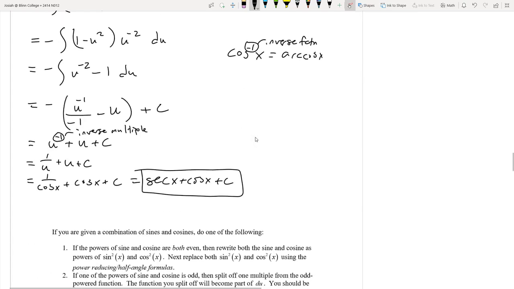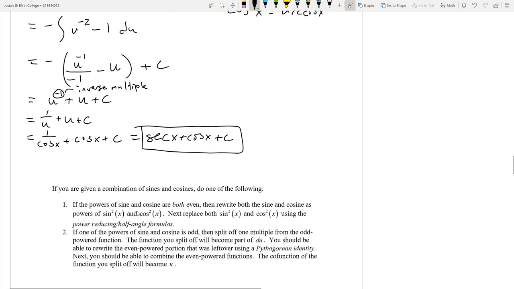All right, but that brings us to our sum up of the sine and cosine combination stuff. If both of the powers are even, as it says here, we're going to just use power reducing over and over again until we get everything down to the first power. And so we'll get that longer problem that ends up with a lot of coefficients on the inside. And we should be able to make quick work once everything's down to that first power using u substitution.